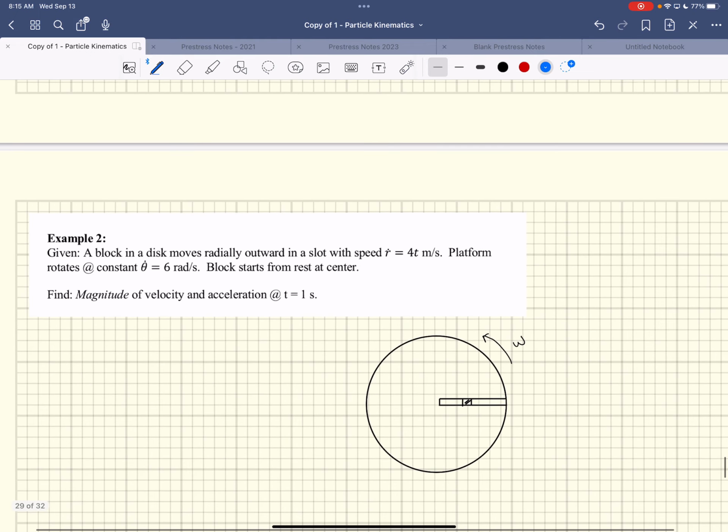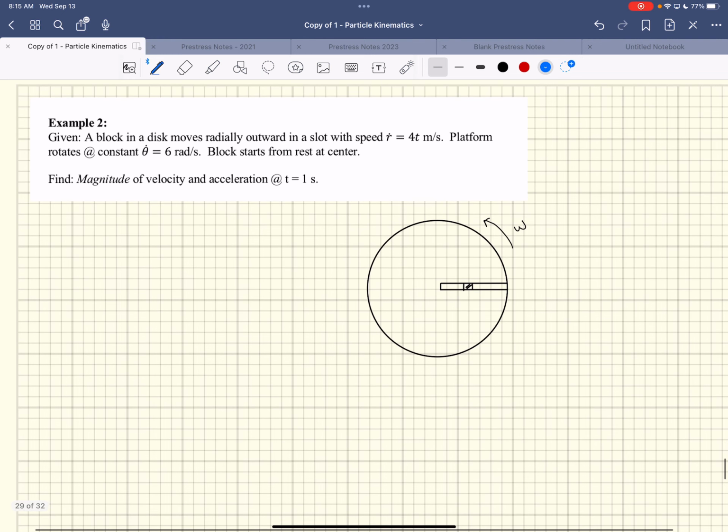Okay. A little more interesting one. This is a little block inside a slot. This came out of your book, or a book somewhere. The platform is rotating with an omega, and this little block can move inside that slot. It actually gives us r dot as a function of time, the speed at which this block is moving radially outward. The platform rotates at a constant theta dot, or omega, equal to 6. The block starts from rest at the center, so it starts right here. Find the magnitude of the velocity and acceleration at t equals 1 second.